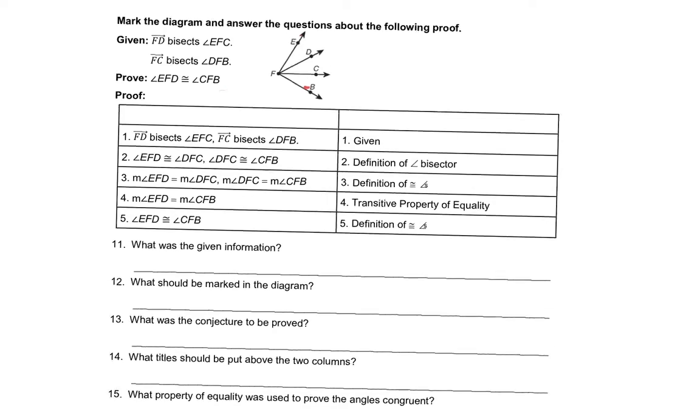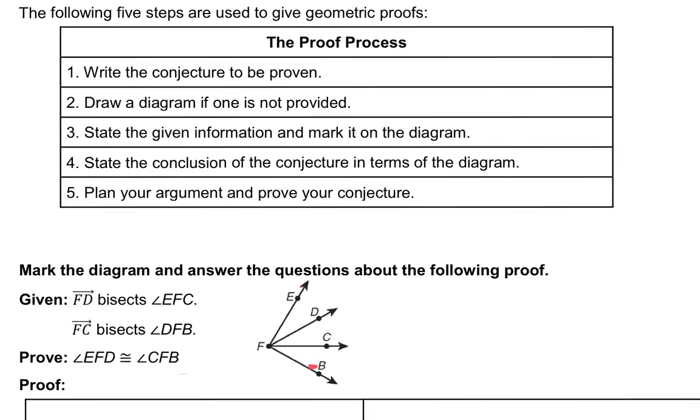This worksheet talks about the proof process and what we should do as we write a proof. We should always write down the conjecture to be proven. That's usually going to be written down for you, but if it's projected on the board or something, write down what it is you're trying to prove. Draw a diagram if one isn't provided. Generally, you'll have one, but sometimes there won't be one, and you do want to draw it out so that you can mark it up. State the given information, so that would be your given line in the proof, and mark it on the diagram is a huge one so that you can visually see what's happening. At the end, you're going to state the conclusion, but in the meantime, you're going to plan your argument to prove your conjecture, and remember that conjecture is just a guess.